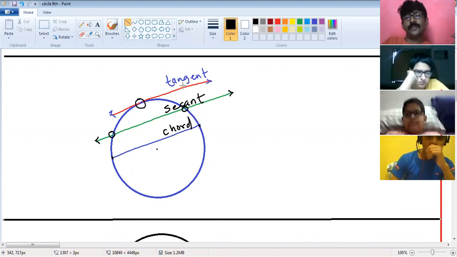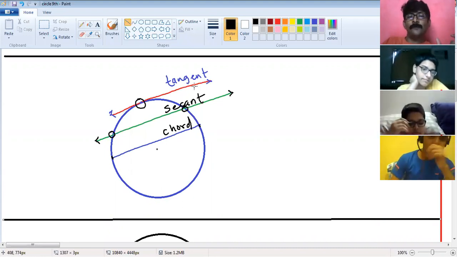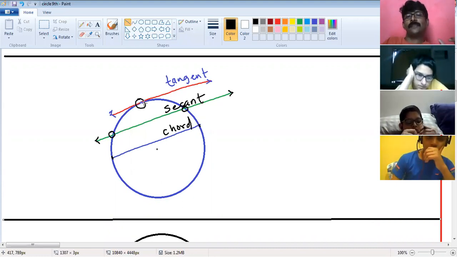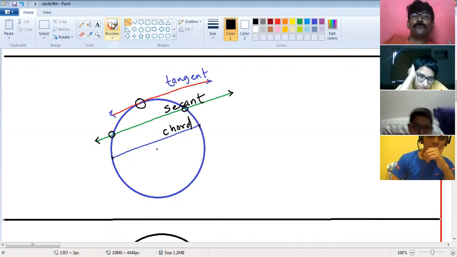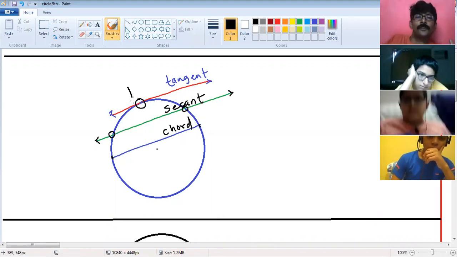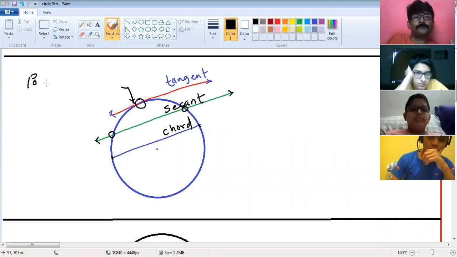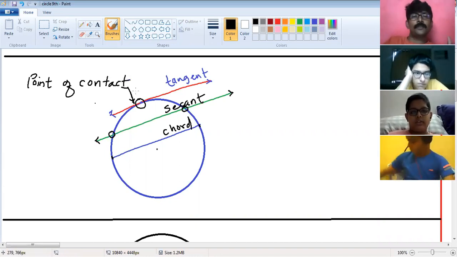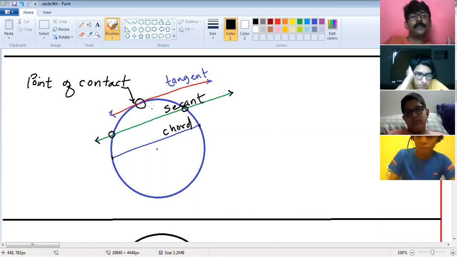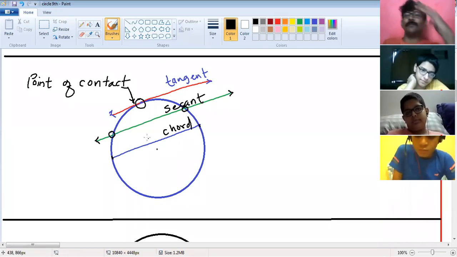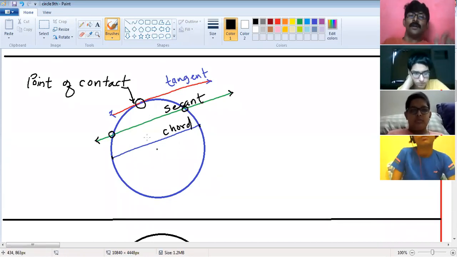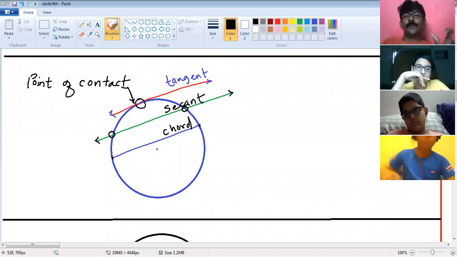Now, tangent is a line which touches the circle at exactly one point. Are you getting it? That point is called the point of contact. If we try to draw the radius over here, the radius and the tangent are always perpendicular. That is a property we're going to learn in standard 10. Now let's move ahead further. I hope you understood what exactly a tangent is.